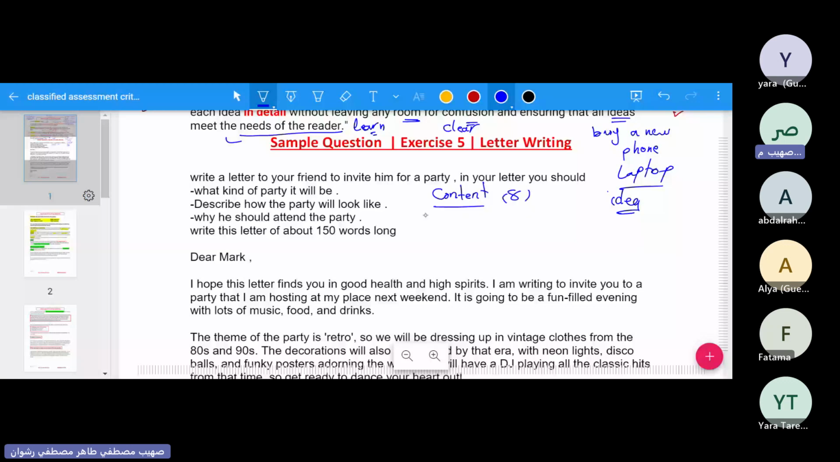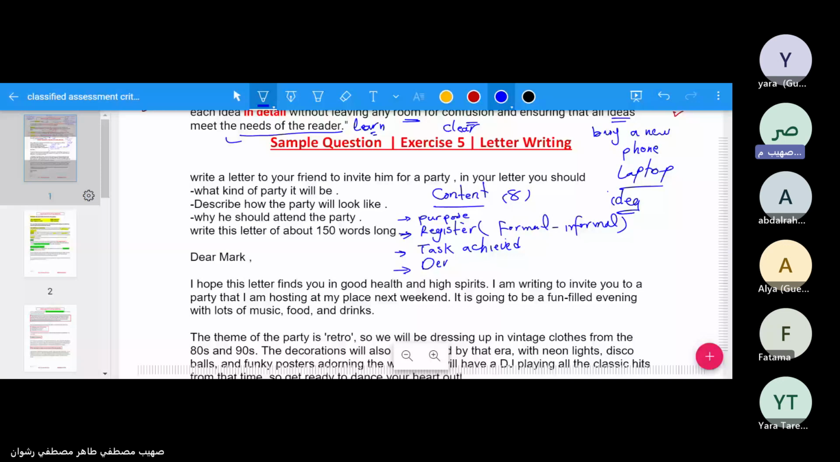Number 1, purpose. Number 2, the correct register. What do we mean by register? We mean formal and informal, used correctly. Number 3, you achieved the task successfully. Finally, the development of ideas. Okay, the importance of content, you must understand them very well.